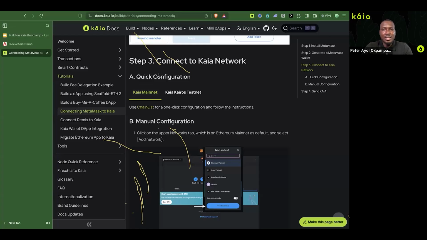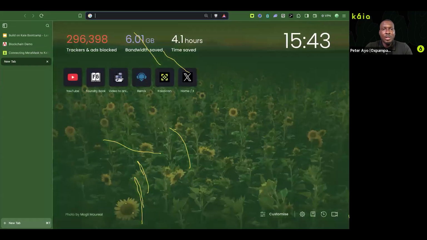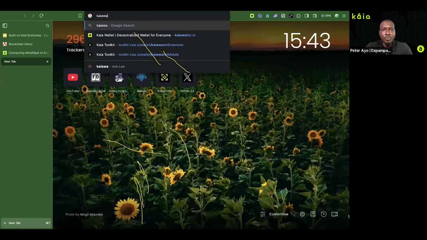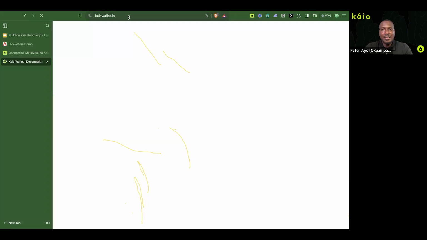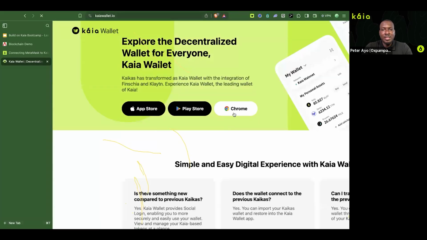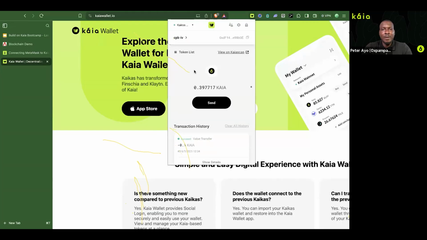If you don't have Kaia Wallet, you can just head over to kaiawallet.io. This link over here, and you're going to be installing it as a Chrome extension. All you have to do is click on this and ensure that it's added as a Chrome extension. You should now have your Kaia wallet added to your Chrome extension.